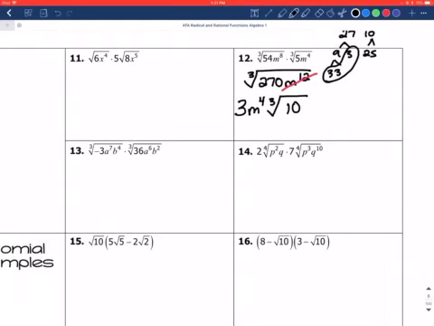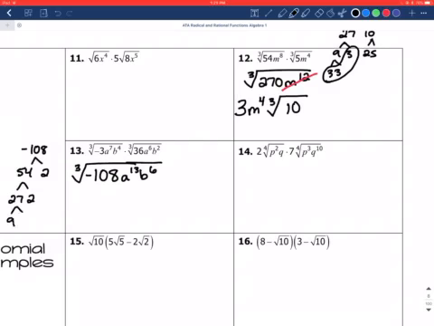For number 13, we have the same index, so we're good there. We're going to multiply those numbers out. It's an odd index, it's a cube, so we're okay with having a negative on the inside. That's going to give us 108 a to the 13th power, b to the 6th power. So we are multiplying those together and adding those exponents. 108 could give us 54 and 2, 27 and 2, 9 and 3, 3 and 3.